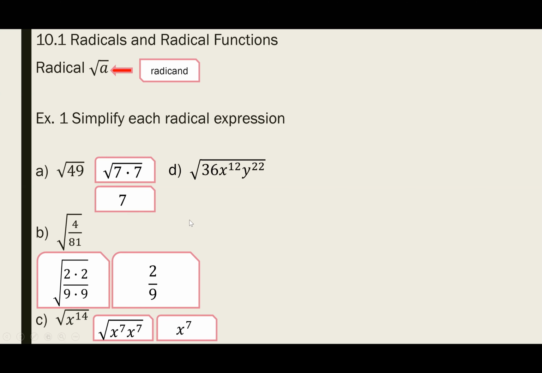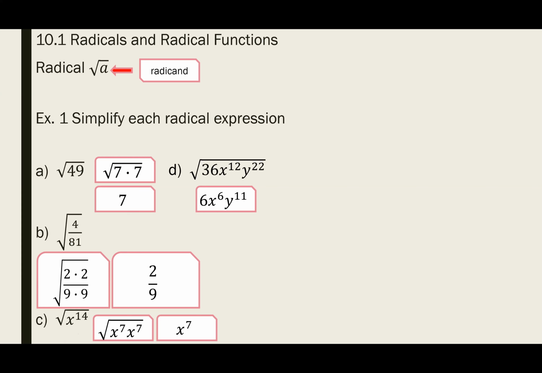So do you agree that if you have this thing here, is 36 a perfect square? That's what you ask yourself. Is 36 a perfect square? And hopefully you say 6 times 6 is 36. So because it's 6 times 6, I can take out one of the 6. And the 12, all I need to do is divide that by 2. And the 22, we divide that by 2. So my answer will be 6 as a whole number, x raised to the 6, y raised to the 11.